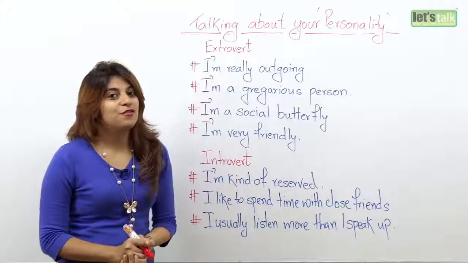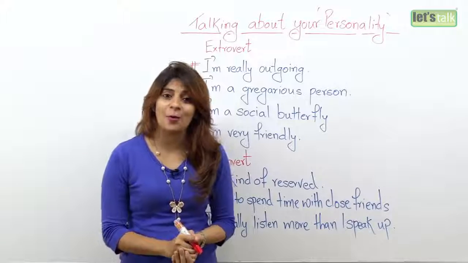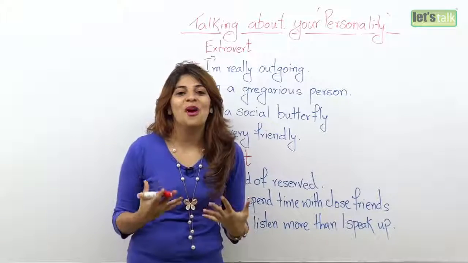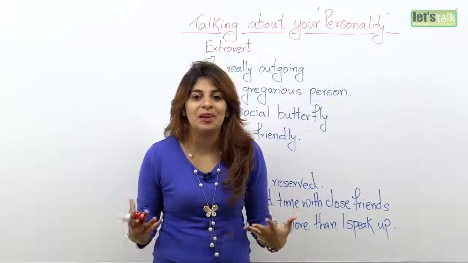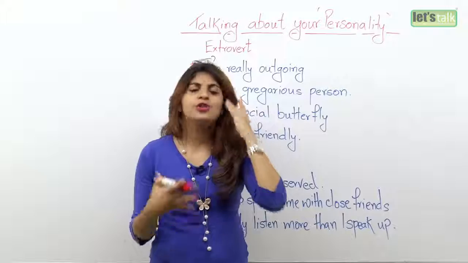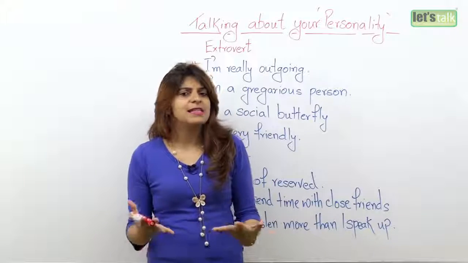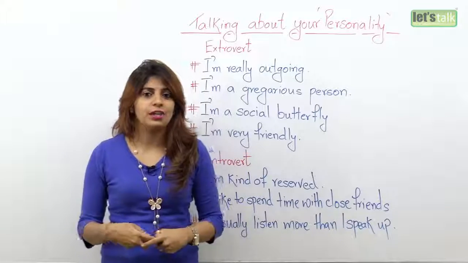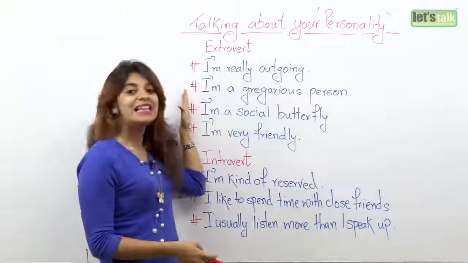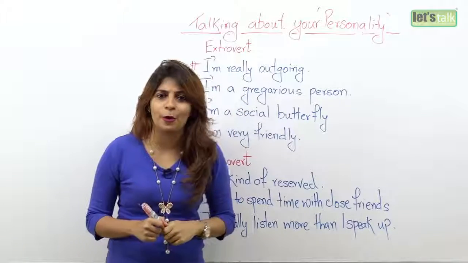The very first phrase that you can use is, I am really outgoing. So often when you are having conversations with people and it's your turn to talk about yourself, to describe what type of personality you are, rather than just saying that I'm an extrovert, try and use these phrases here. So here we have, I am really outgoing.